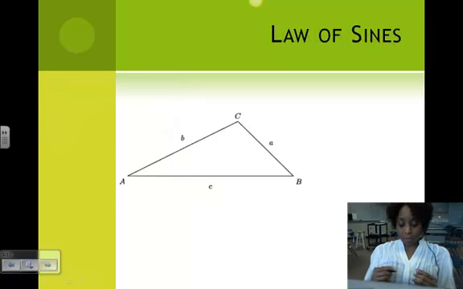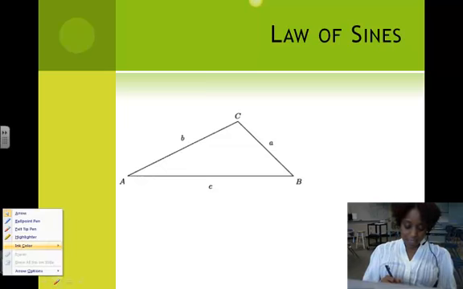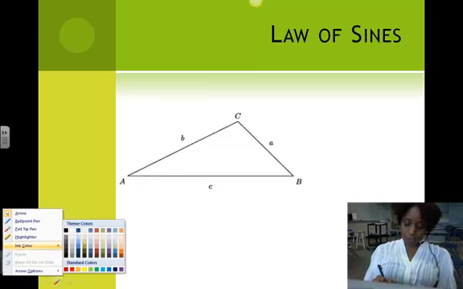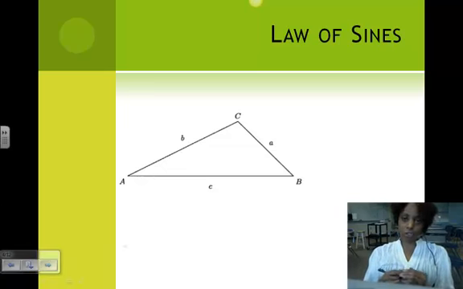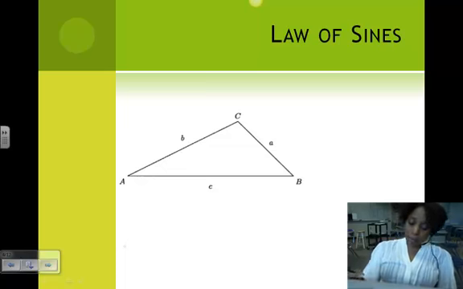So now we're going to look at something called the law of sines. And again, we're applying trig functions now, or our attempt is to apply trig functions to triangles that are not just right triangles, but to any triangle. So we're going to use right triangles to get established here.